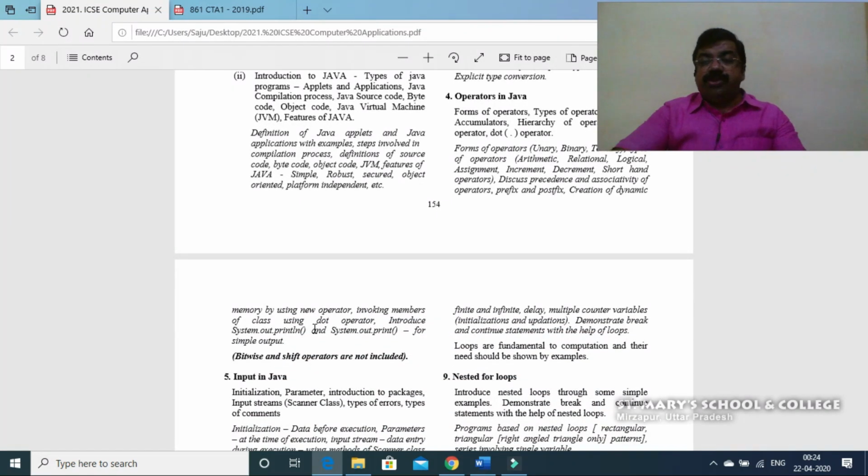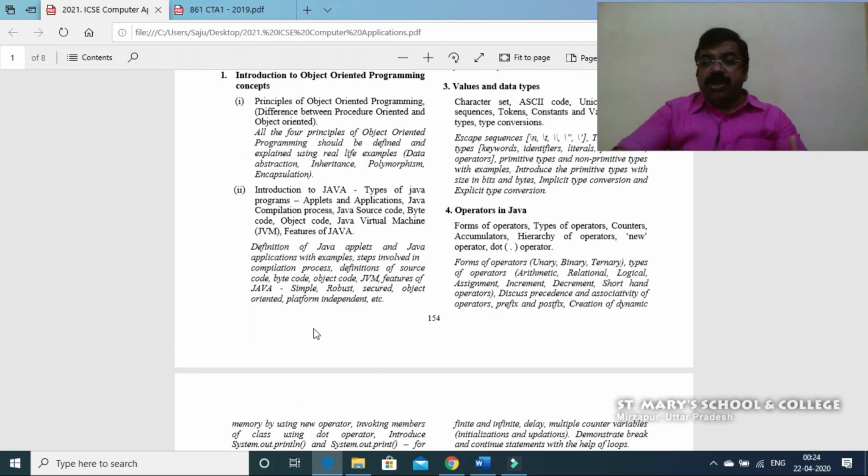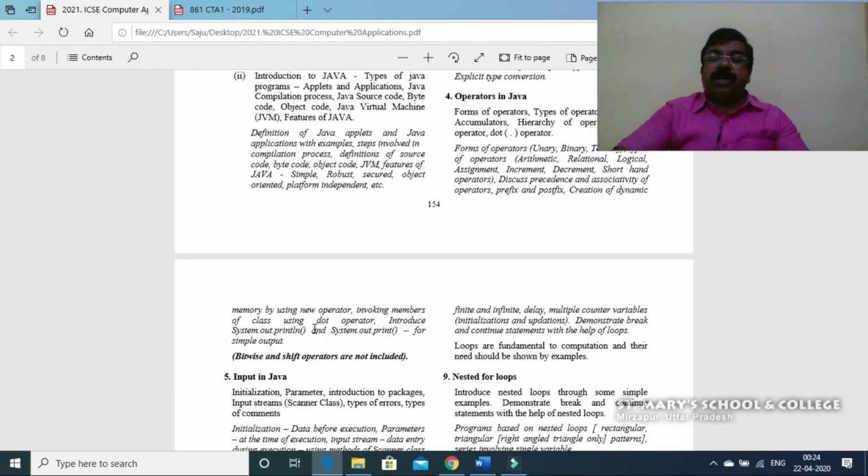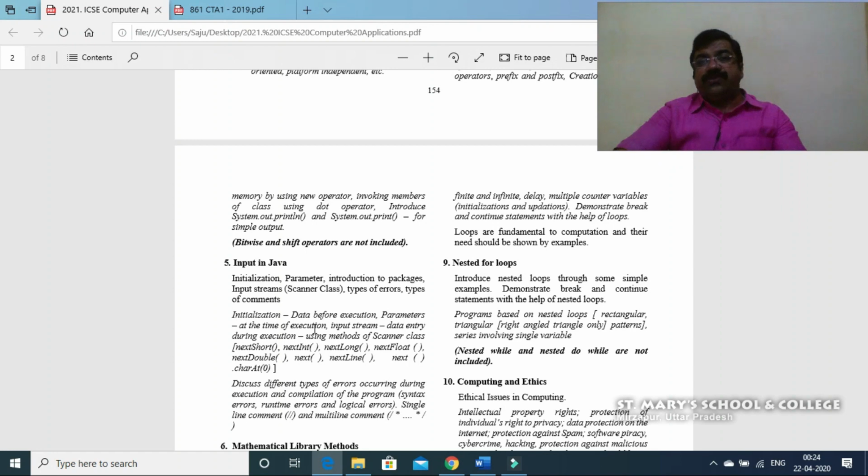then data items, how to input the values, the different operators of Java, the conditional statements of Java, such as the if statement and the switch statement. Later on you had the looping statements: for loop, while loop, as well as the do while loop.